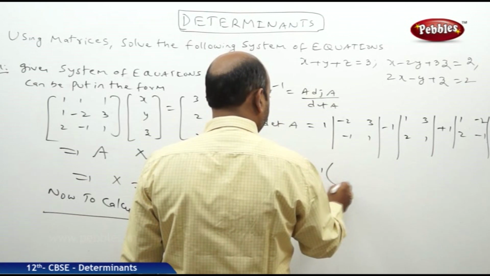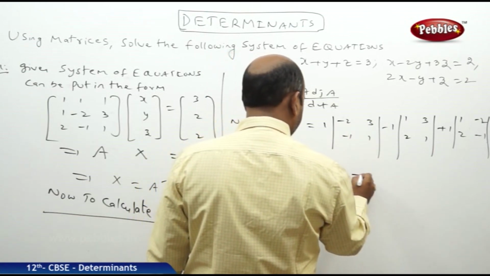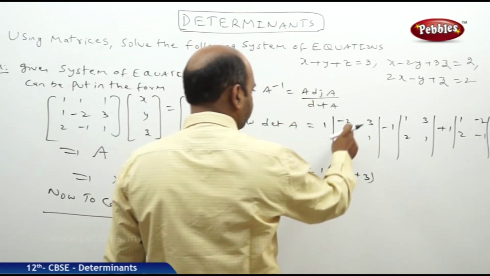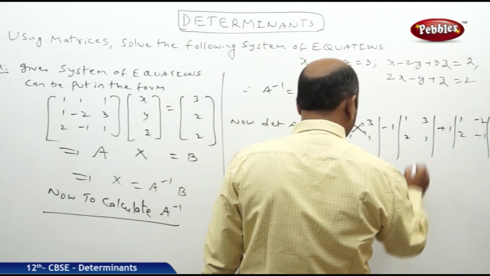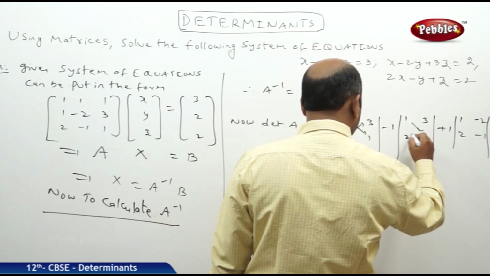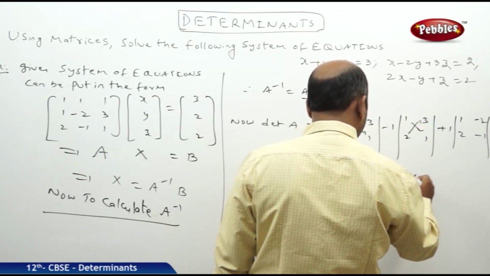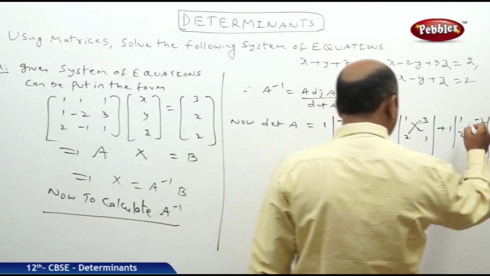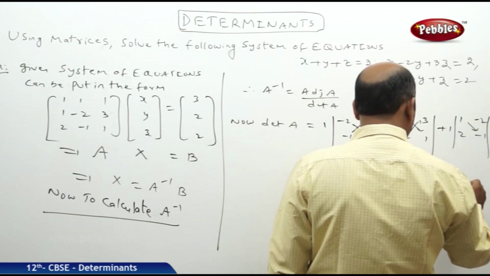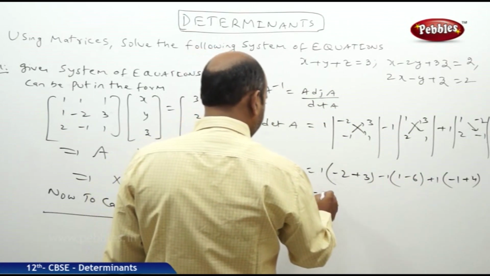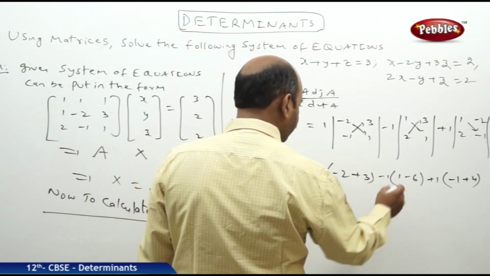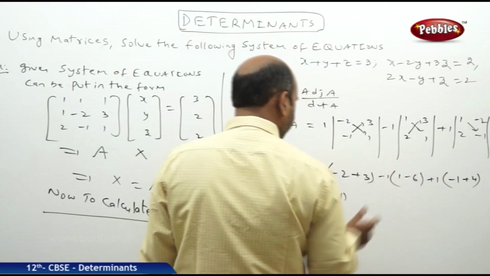So what happens? 1 into minus 2 plus 3, because we need to multiply like this, minus 2 plus 3. So minus 1 into what happens? 1 minus 6, plus 1 into, here we need to go like this, minus 1, and here we need to go like this, plus 4. So what happens? 1 into 1, and here comes minus 1 into minus 5.